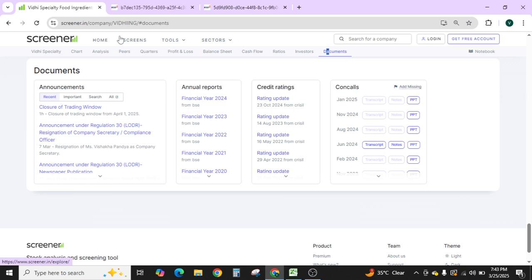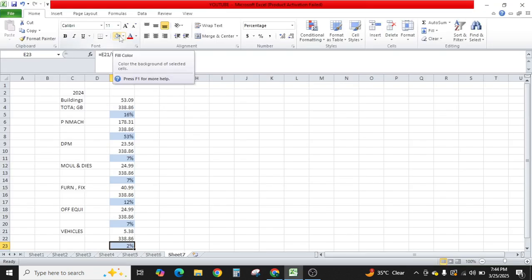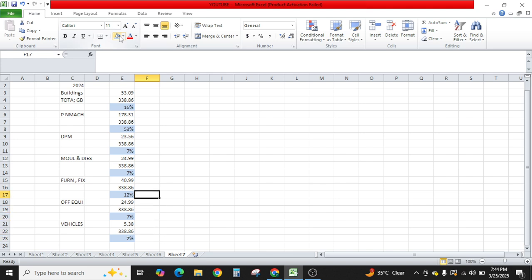So if a business needs more and more machinery, most of the assets will lie in plant and machinery only. Here, in plant and machinery, 50% of the asset lies, whereas in building, 16%. So both total up to 68%. The rest is data processing machines, mold and dies, furniture and fixture, office equipment, and vehicles. This will give us a trend of what the main things are for a company over the years. We can do this data analysis over the years, which I will show you at the last.